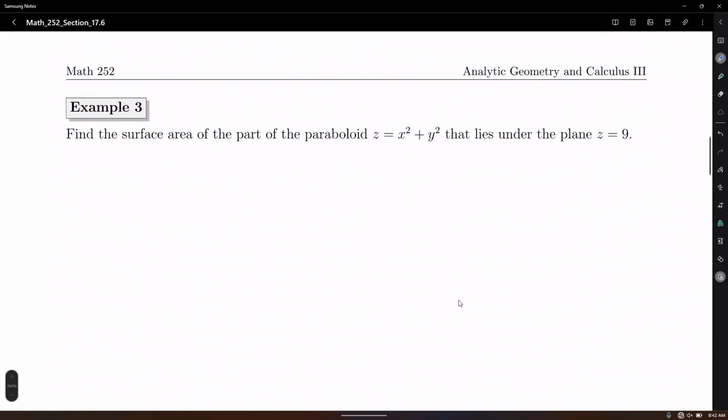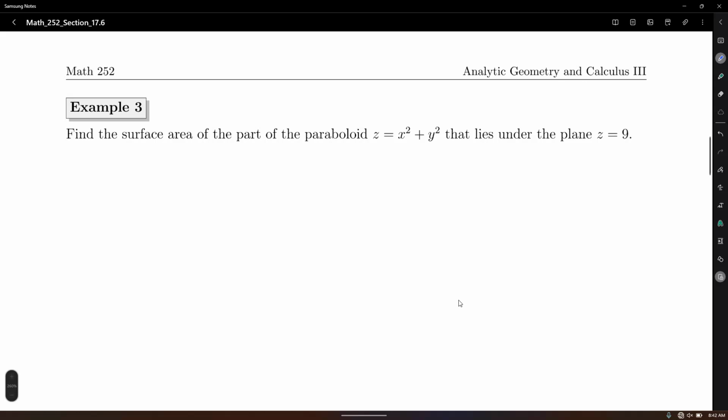Okay. Find the surface area of the part of the paraboloid z equals x squared plus y squared that lies under the plane z equals 9. Okay, I think this is going to be also a good review for the upcoming exam, because what do we have? Two surfaces. What do we do when we have two surfaces? What do we do? Set them equal to each other. Set them equal to each other.